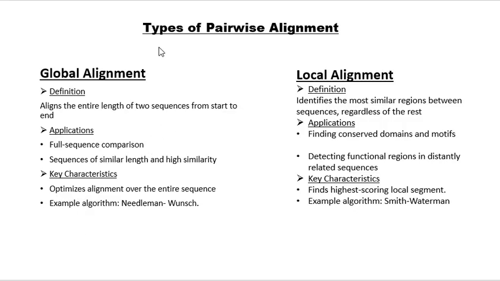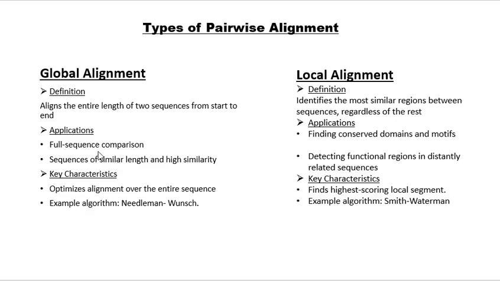Then, what types of pairwise alignments are available? In pairwise alignment, there are mainly two types: global alignment and local alignment. Global alignment aligns the entire length of two sequences from start to end, and local alignment identifies the most similar regions between sequences.